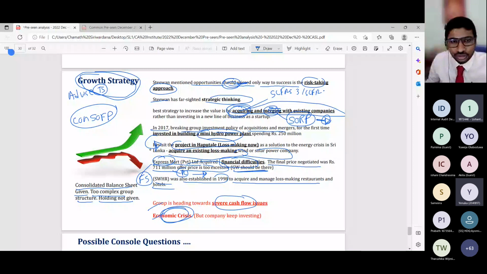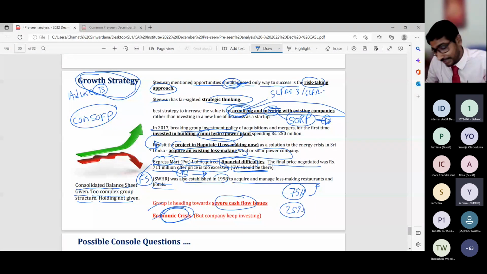So most probably, let's say 75%, an acquisition kind of question will come. Let's say only 25%, the disposal scenario will be tested. So that we can judge. But don't blame me if you go to the exam and they have tested the disposal. I don't know what is coming in the unseen, but based on the information in the pre-seen, that is the most suitable scenario.